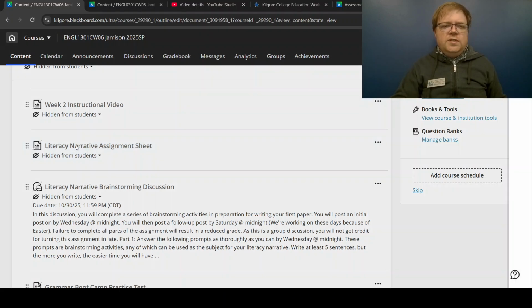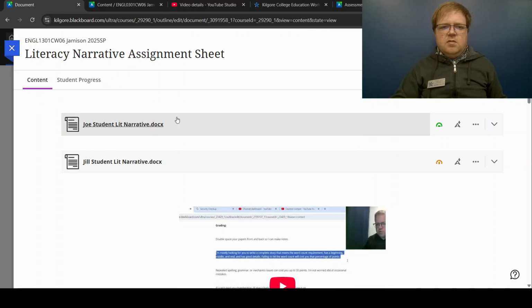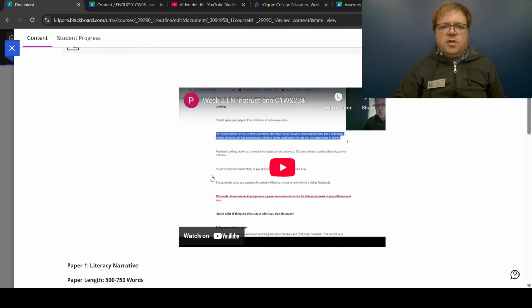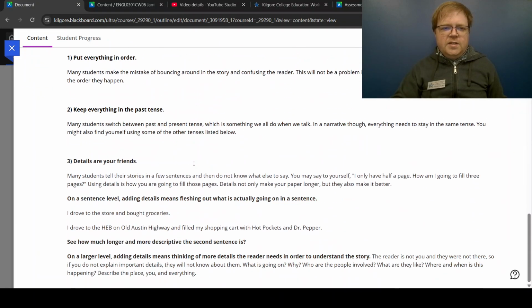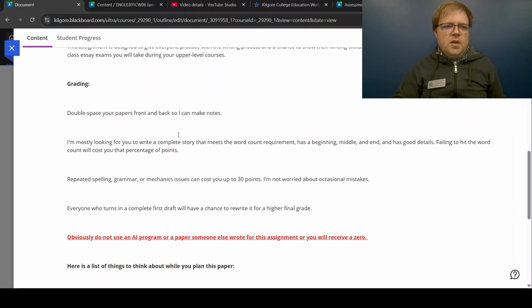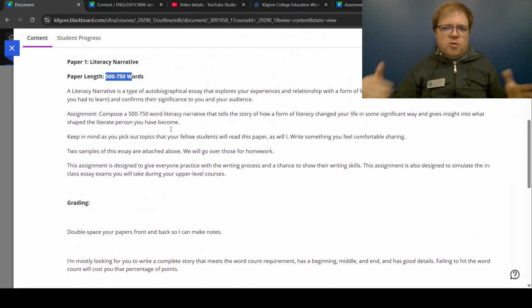So right here you will see the literacy narrative assignment sheet. There's a video here covering my expectations for that. And then if you go down here, you can see what all it's going to have. It's going to be 500 to 750 words in length. And it will not require any sources. You'll just be telling us about a form of literacy that has affected your life.